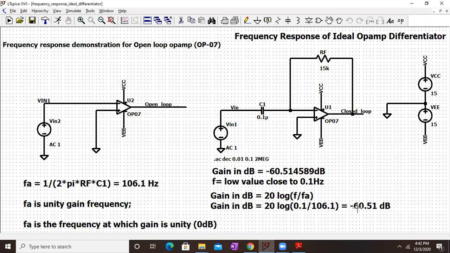We have considered the value of RF as 15k and C1 as 0.1 microfarad. The formula for Fa is 1 upon 2 pi RF into C1. That will come out to be 106.1 hertz. You can plug in these values of 15k and 0.1 microfarad and you will get this number, 106.1 hertz. Now let's simulate the circuit and check the values.